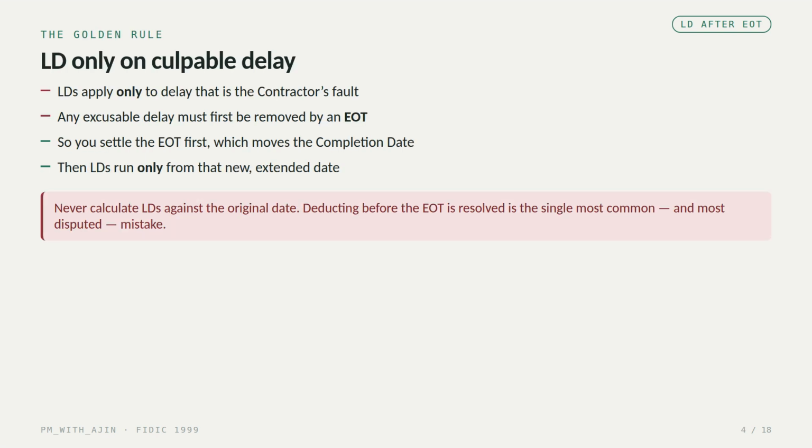Now the golden rule. If you take one thing from this video, take this. Liquidated damages apply only to culpable delay, that is, delay that is genuinely the contractor's fault. Any excusable delay, the kind that earns an extension, must first be stripped out by the EOT. So you settle the EOT first, which moves the completion date later, and then liquidated damages run only from that new, extended date. Never ever calculate LDs against the original completion date. Deducting money before the EOT is resolved is the single most common and most disputed mistake in the whole process.